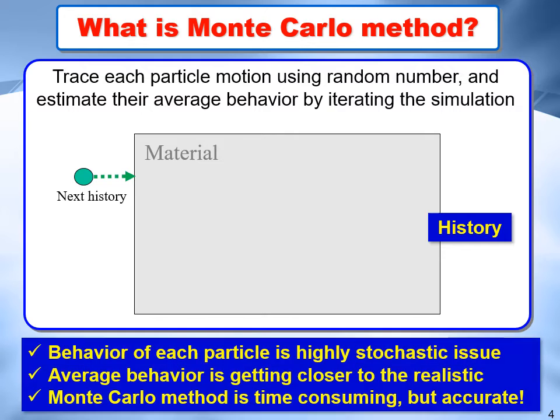The behavior of each particle is highly stochastic and does not have physical meaning, but if we iterate the simulation many times, their average behavior gets closer to the realistic and has physical meaning. Therefore, Monte Carlo simulation is time-consuming, but accurate when the number of iterations is sufficiently large.